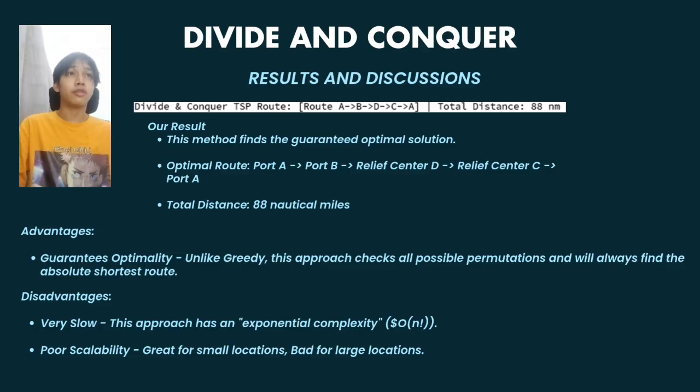For the advantage of divide and conquer, it guarantees optimality, unlike greedy. This approach checks all possible permutations and will always find the absolute shortest route. For the disadvantage, it's very slow. This approach has exponential complexity and poor scalability. It's great for small numbers of locations but bad for large ones.